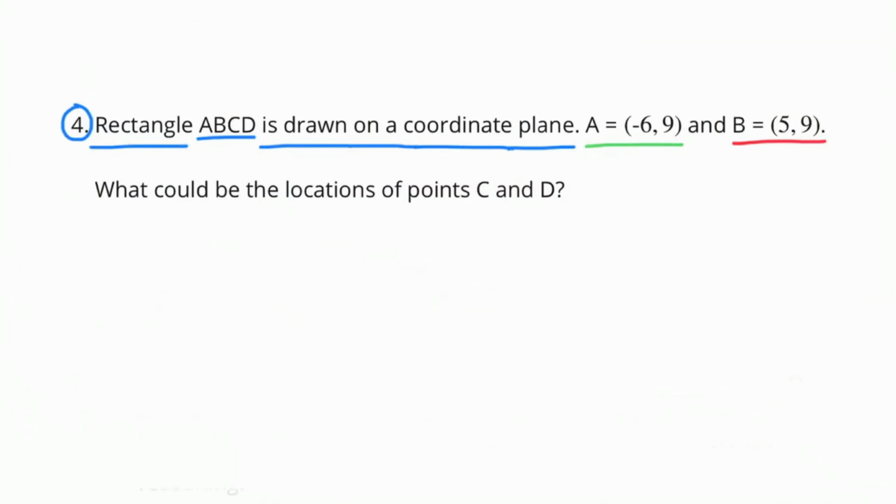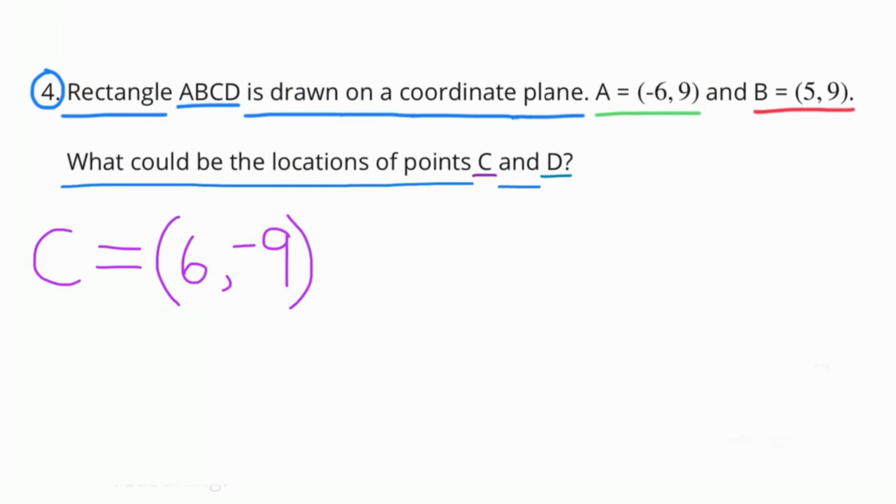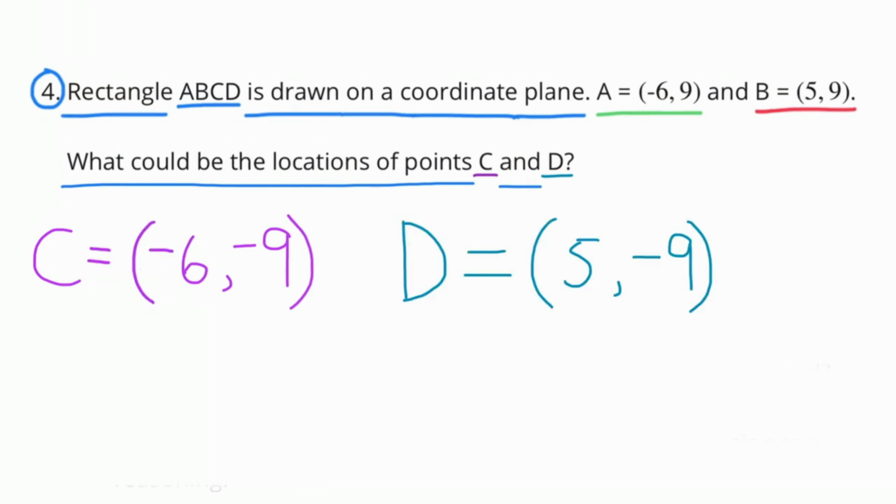Number 4. Rectangle ABCD is drawn on a coordinate plane. A equals -6 and 9, and B equals 5 and 9. What would be the locations of points C and D? Well, the location for C could be at 6 and -9. And the location for D could be at 5 and -9.